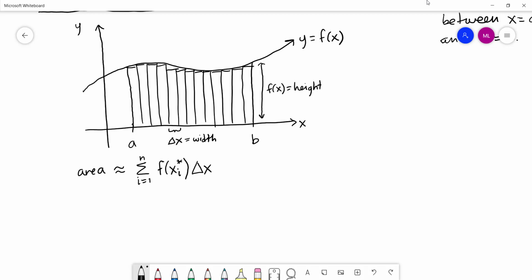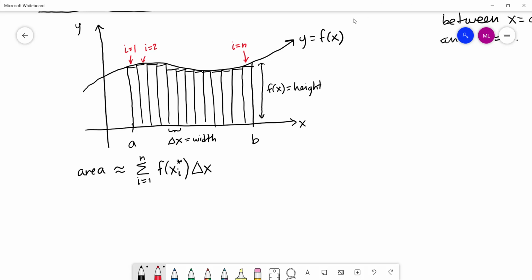I'm going to say there's n total rectangles. And in doing that, it means that the way our indexes work is that this first rectangle is meant to be i equals 1, the second one is i equals 2, and so on until we get to the end. This one's represented by i equals n.